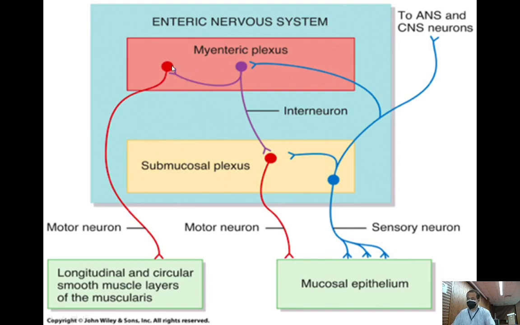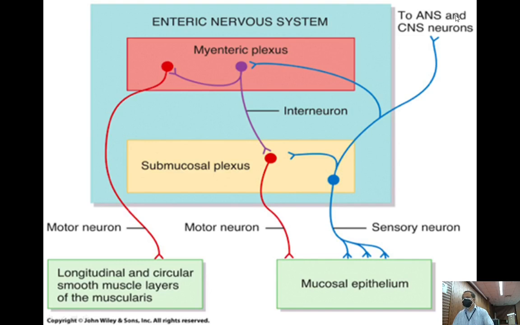We have a motor neuron coming from the myenteric plexus, supplying the two muscles, the circular and the longitudinal muscle. So control of these muscles is basically done by the enteric nervous system. This can be called intrinsic innervation, innervation that is local, within the organ itself. But then you have extrinsic control as well, which comes from the autonomic nervous system.